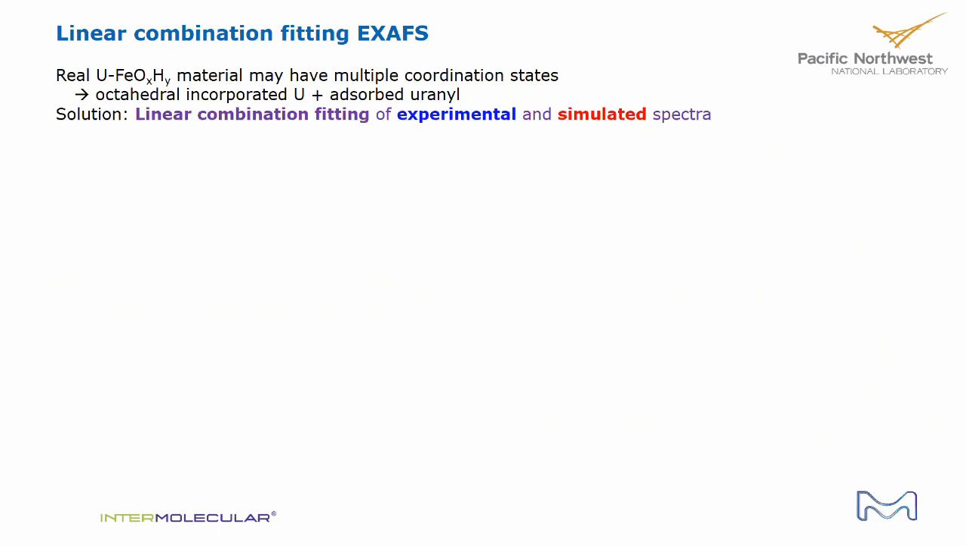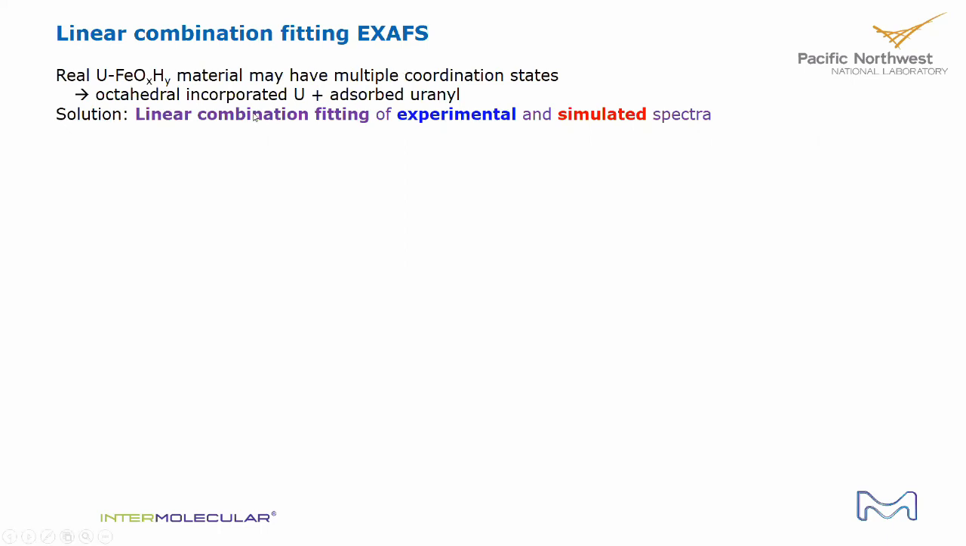In these systems, however, they're usually pretty complex because in a sample of uranium reacted with an iron oxyhydroxide, we often have multiple components. We have uranium that's been incorporated, which typically takes on a fairly symmetric octahedral coordination, but we also have adsorbed uranyl, which has a highly distorted, more generally bipyramidal structure, where it can have 4, 5, or 6 equatorial oxygens, but it always has the short trans-dioxo bonds.